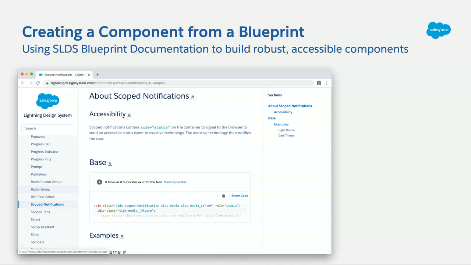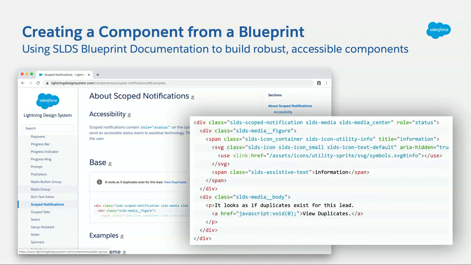So for my example today, I have determined that I want my interface to have an alert-style dialog that reports certain statuses. I've determined, based on browsing the SLDS component blueprints, that the scoped notification component is the best to suit my needs. So the SLDS component blueprint page for the scoped notification blueprint shows me that HTML structure and all the accessibility requirements for each variant and example.